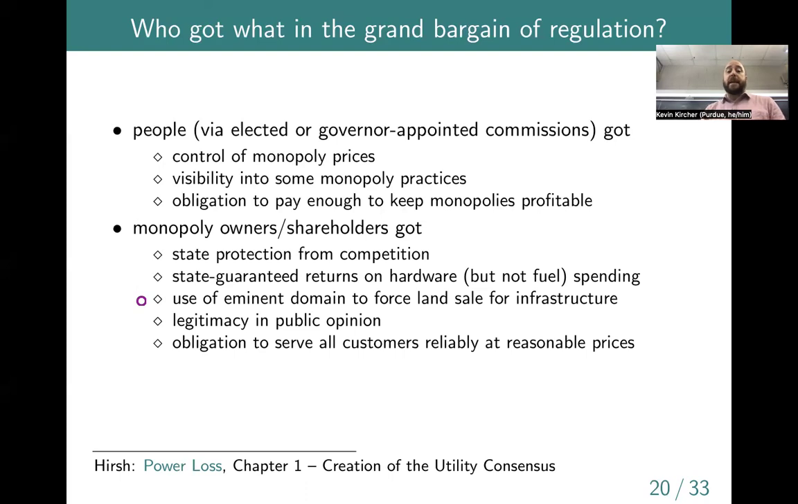They also got the use of eminent domain. This is typically a state power that can be used to force people to give or sell their land for purposes deemed critical by the government. It is often used for building roads, water infrastructure, things like that, but was also used to build out, for example, long transmission lines that had to go through people's farms and yards. And a little less tangible, they got legitimacy in the public eye. Rather than being a predatory monopoly charging you too much for electricity, they became sanctioned as public goods: necessary services provided by companies doing good for the world.